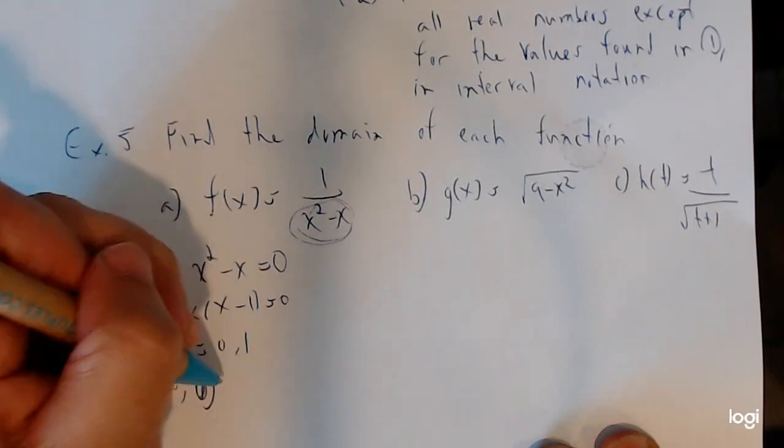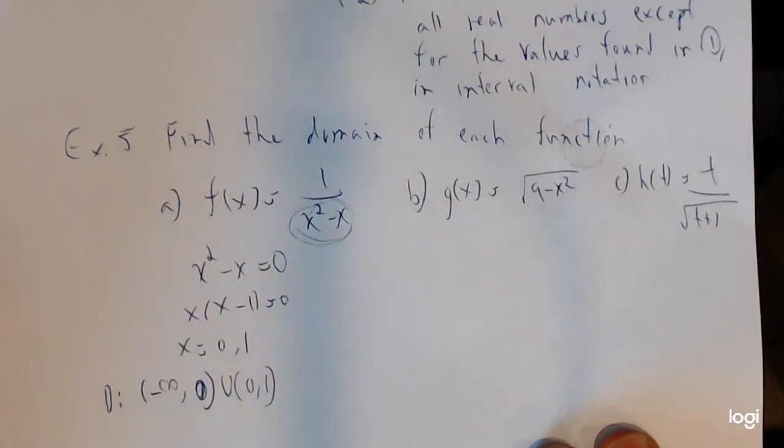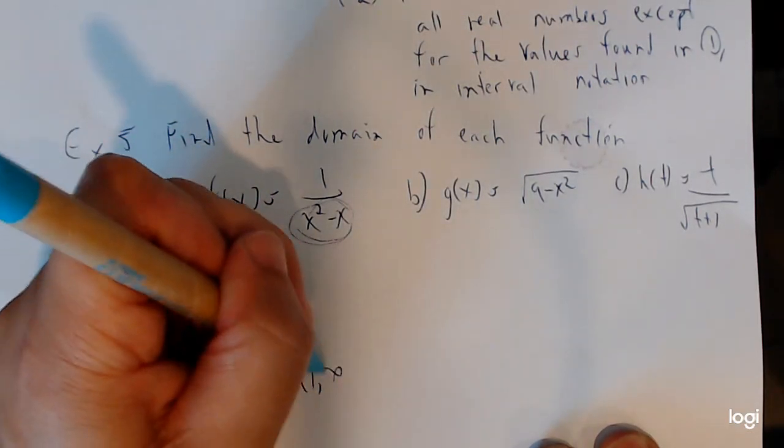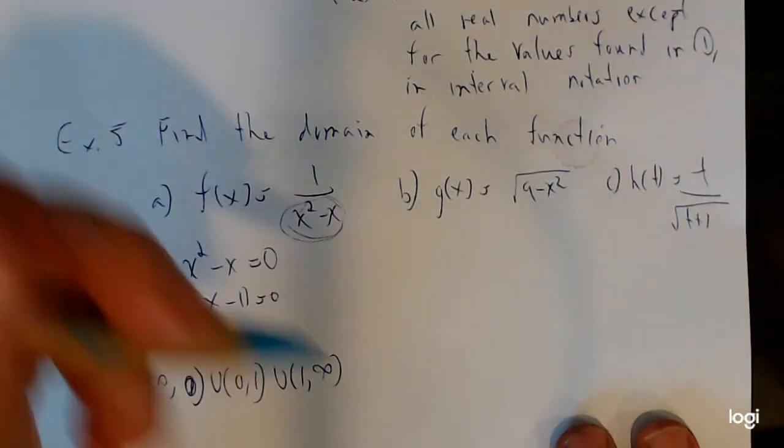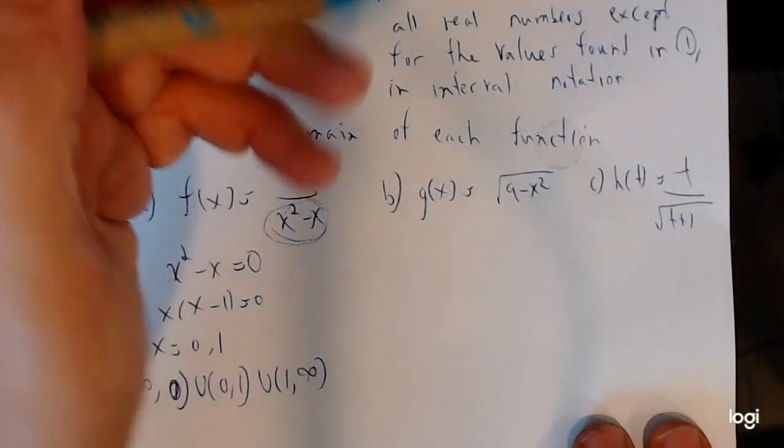So it should be 0, union 0 to 1, and then union 1 to infinity. So this is the interval notation, which says everything except for 0 and 1. Okay, now going on to part B.